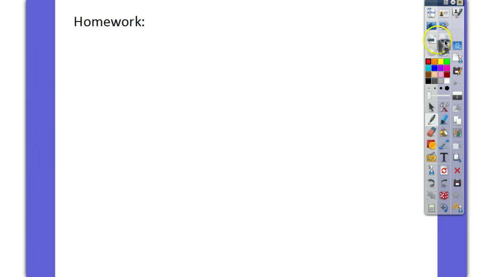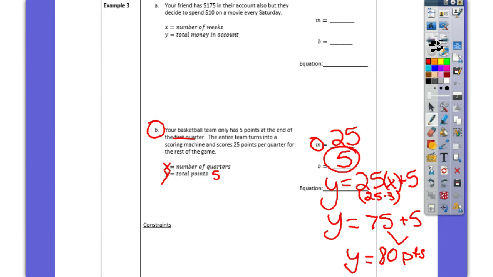All right, your homework is in the new packet, pages 1 and 2. I'm going to hand out the new packet. Oh, we forgot to fill in the constraint parts on these, I believe. Let me look at this. Looking over here, do you guys have the constraints added onto your packets?